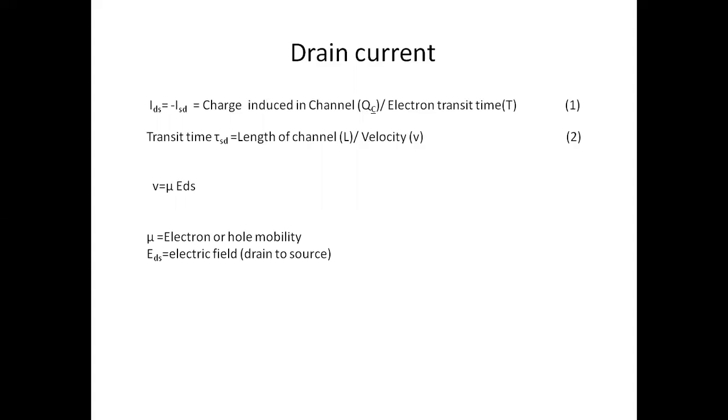EDS is given by the electric field between drain and source. If we try to find the relation between EDS and VDS, we get EDS equal to VDS by L. And velocity now is given by mu VDS by L, and substituting in the second equation, we get tau sd given by L square by mu VDS.